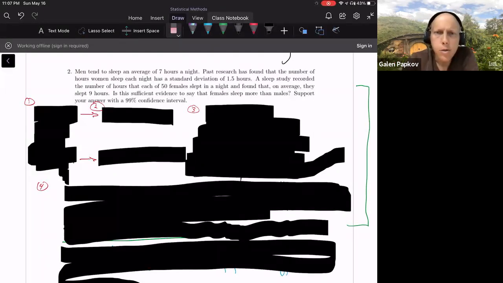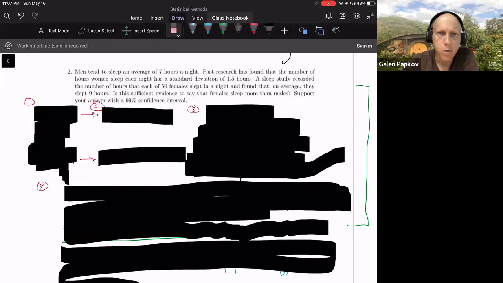All right, so I trust that you have attempted both problems, numbers 2 and 4. So let's go over them and you can check yourself. Men tend to sleep an average of 7 hours a night. Past research has found that the number of hours women sleep each night has a standard deviation of 1.5 hours.